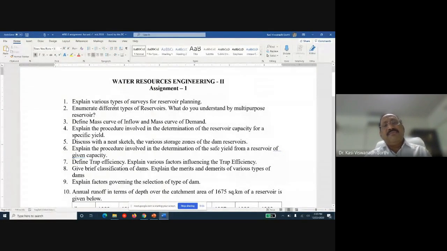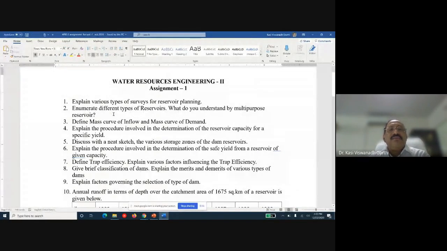Now this is: explain various types of surveys for reservoir planning. So we started with a simple definition of a reservoir and why this reservoir is required to be planned. Very simple, when you want to have a reservoir, you need to have flow of water first. This flow of water is possible only in a river. So reservoirs can be constructed only in a river by constructing a dam across the river. So what type of surveys are to be carried out to plan for such a reservoir? Certain investigations are to be carried out for a reservoir to be planned on a river. So hydrological investigations, hydrological surveys, geological surveys, etc.